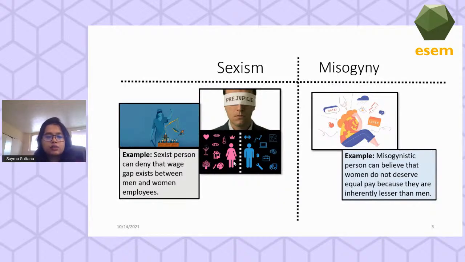According to the Oxford Dictionary, sexism is prejudice, stereotyping, or discrimination, typically against women on the basis of sex, and misogyny refers to the hatred against women. It includes harassing or threatening someone for defying gender norms. For example, while a sexist person can deny that a wage gap exists between men and women, a misogynistic person will believe that women don't deserve equal pay because they are inherently lesser than men. As these types of belief and speech create an environment of intimidation and insecurity for women, it hinders diversity and inclusion measures for them in workplaces or in social communities.